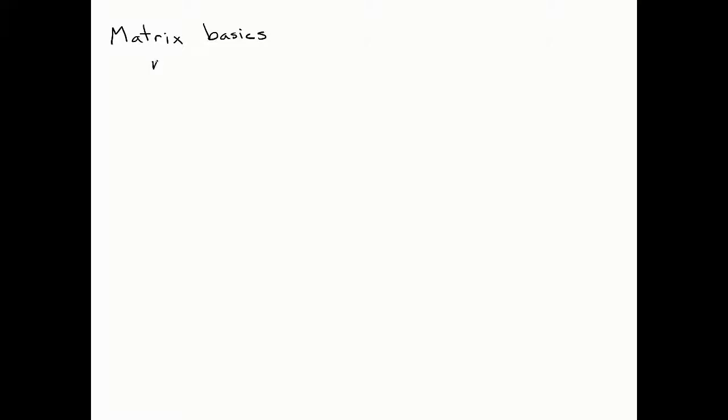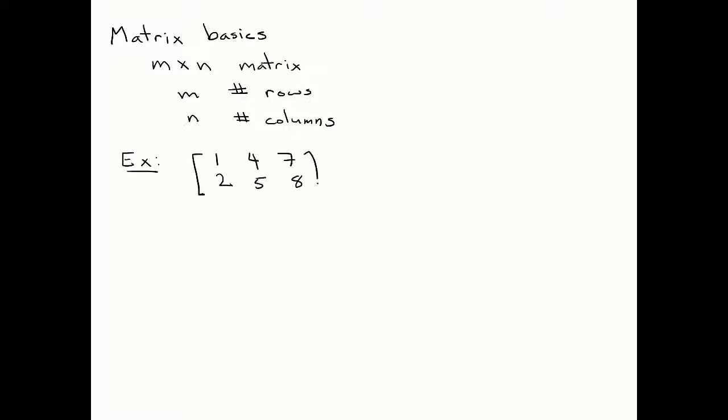We talk about their size by saying an m by n matrix. M is the number of rows, and n is the number of columns. For example, this is a 2 by 3 matrix. This is a 2 by 1 matrix. And this is a special case. It's also called a column matrix.